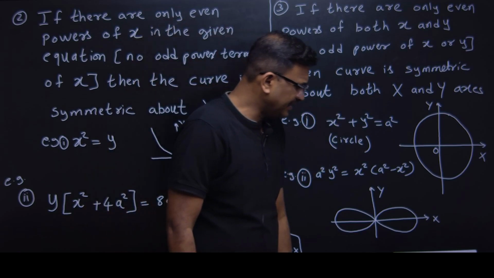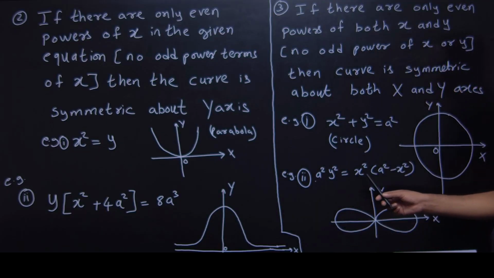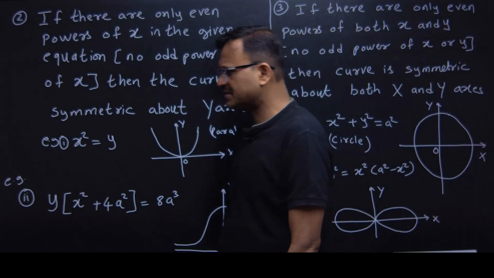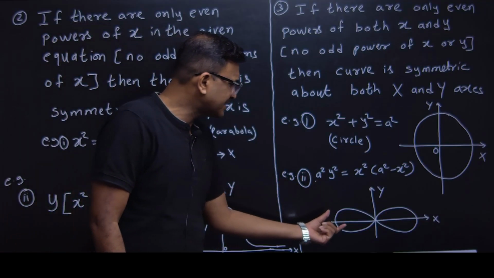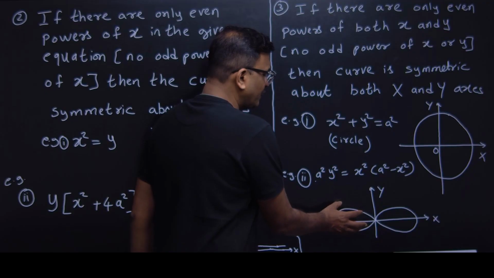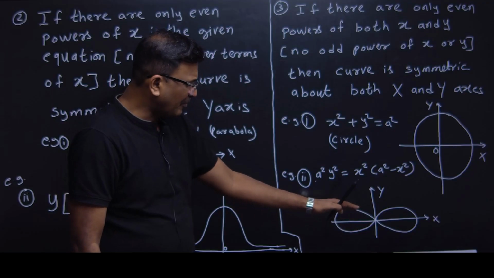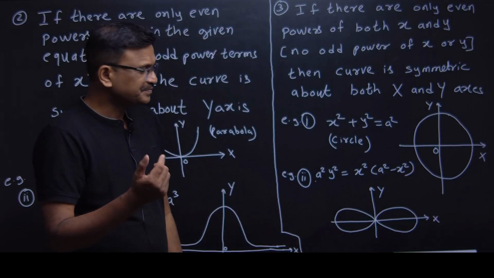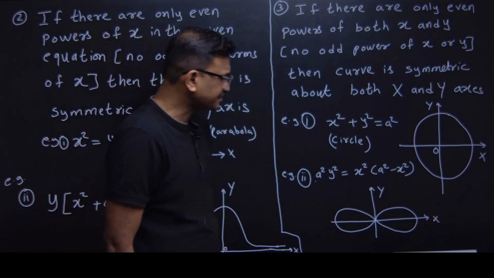Similarly, consider another example of the curve: a square into y square is equal to x square into bracket a square minus x square. You can observe that in this equation, again, there are only even powers of x and y. There is no odd power of x, no odd power of y. So this curve is symmetric about x as well as y axis. Whatever is the nature of the curve on the left hand side of the y axis, the same is the nature on the right hand side. Whatever is the nature of the curve above the x axis, the same is the nature below the x axis.